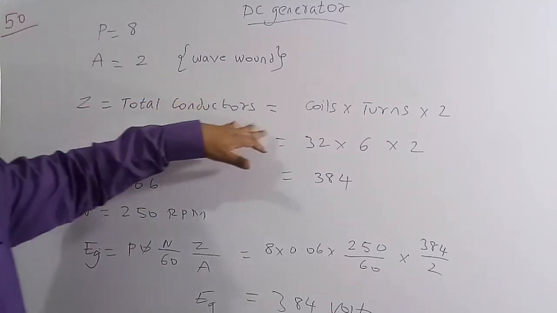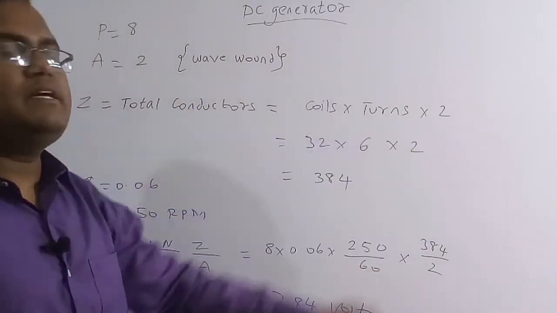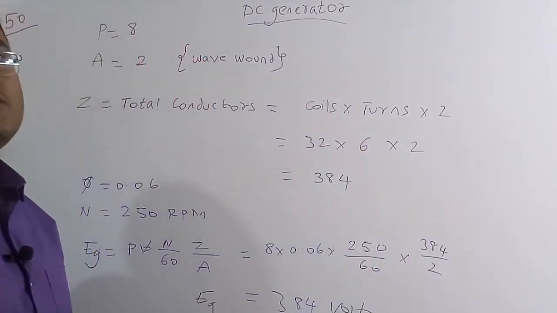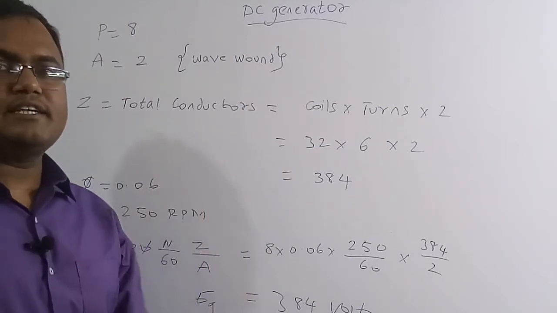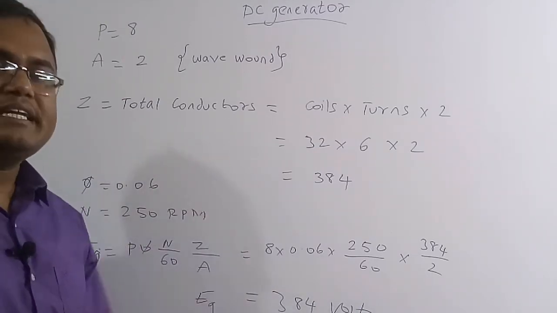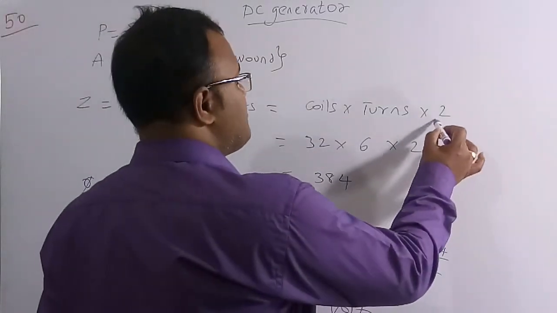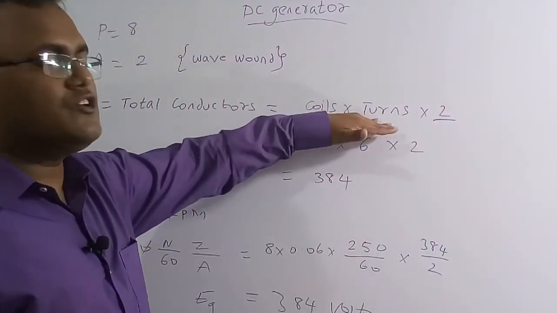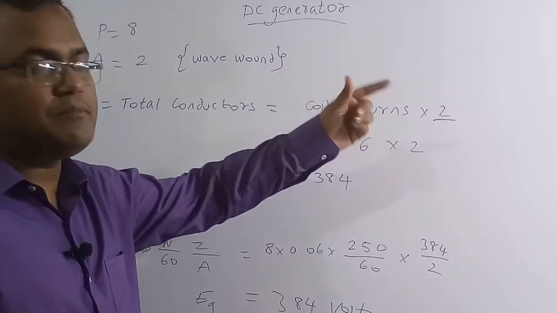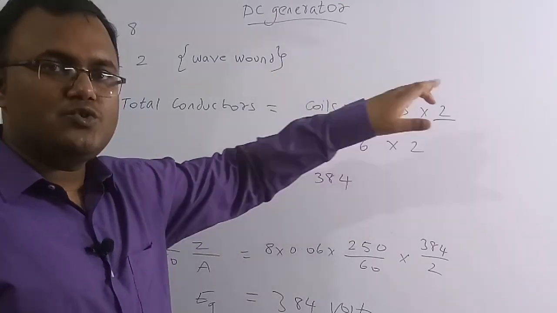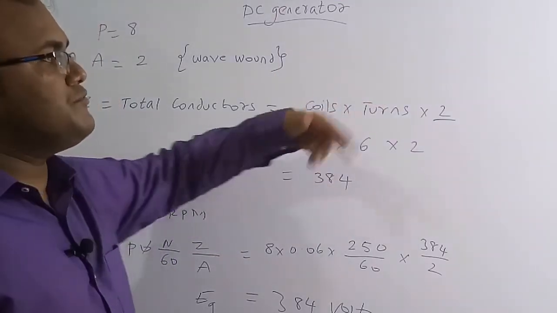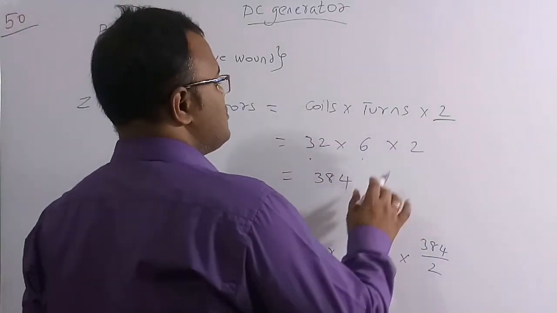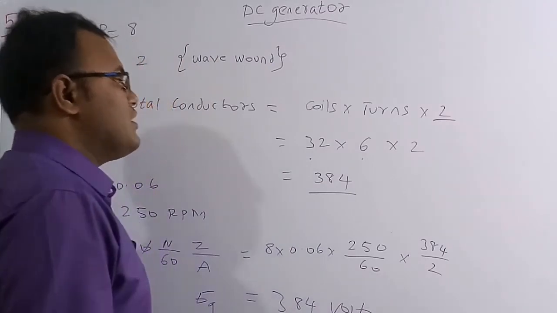So total conductors is coils into turns into 2. If you multiply coils into turns, we get the number of turns, but for each turn there are 2 conductors. So to find the total number of conductors, we always need to multiply by 2. I am repeating again: if you multiply the number of coils and turns, we get the total number of turns, but for each turn there are 2 conductors. So here 32 coils into 6 turns into 2, and we get 384 conductors.